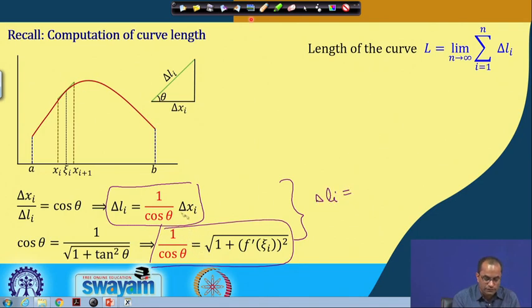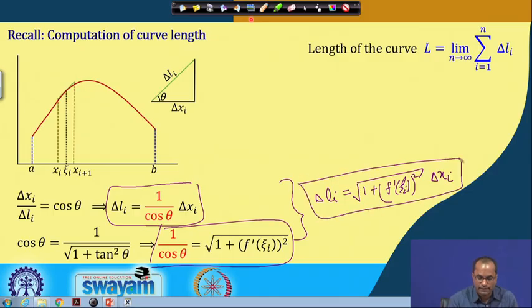So, 1 over cos theta will be replaced by 1 plus the f prime xi I whole square, and then we have here delta x I. So, this delta L I in the summation here we will replace by the square root of 1 plus f prime xi I squared multiplied by this delta x I.